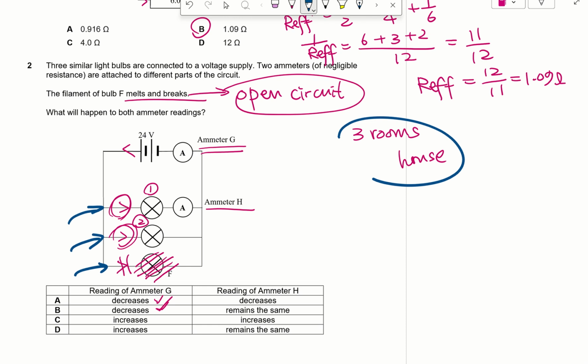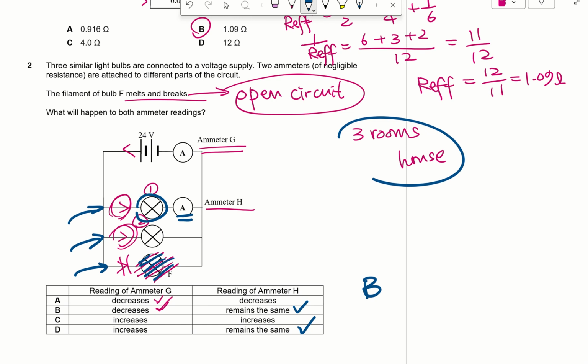Let's say, for example, your parents turn off their lights. Will your room light become brighter or less bright, or remain the same? It should remain the same, right? It doesn't matter, right? Therefore, the current that flows through ammeter H will remain the same. So the answer is B. Okay, so that's the thing about parallel circuits.